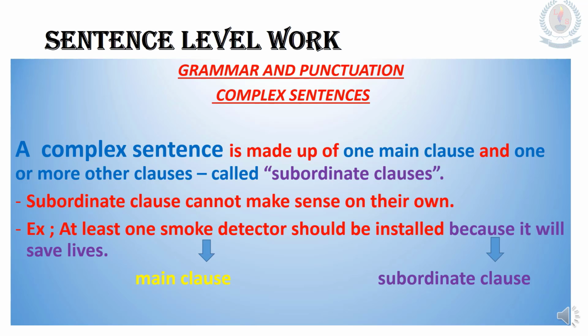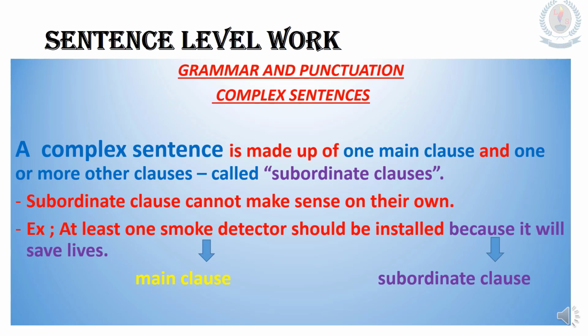Sentence level work. On page number 49, you have a grammar part: grammar and punctuation, complex sentences. What is a complex sentence, children? A complex sentence is made up of one main clause and one or more other clauses, called subordinate clauses. What is a subordinate clause? Main clause and subordinate clause. A subordinate clause cannot make sense on its own.